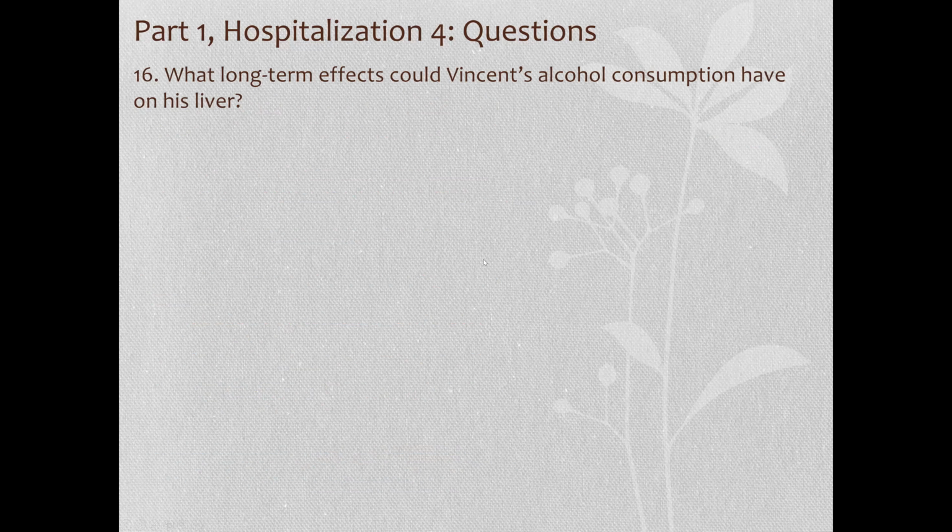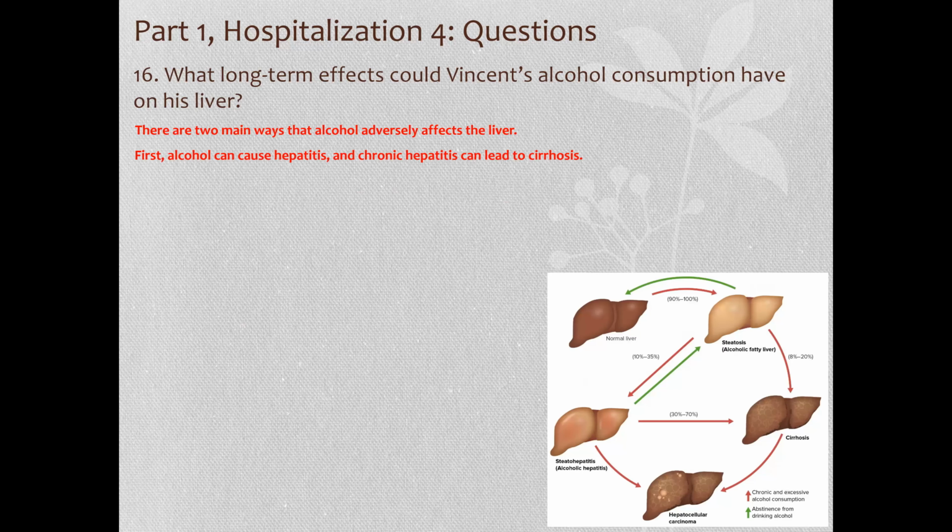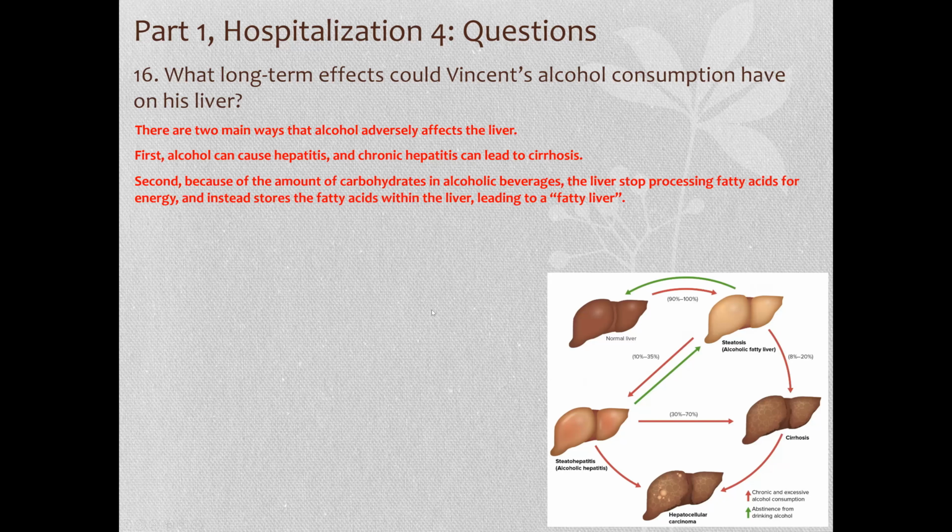Number 16, what long-term effects could Vincent's alcohol consumption have on his liver? So there are two main ways that alcohol adversely affects the liver. First, alcohol can cause hepatitis, and chronic hepatitis can lead to cirrhosis. Secondly, because of the amount of carbohydrates in alcoholic beverages, the liver stops processing fatty acids for energy and instead stores those fatty acids within the liver, which can lead to a fatty liver.